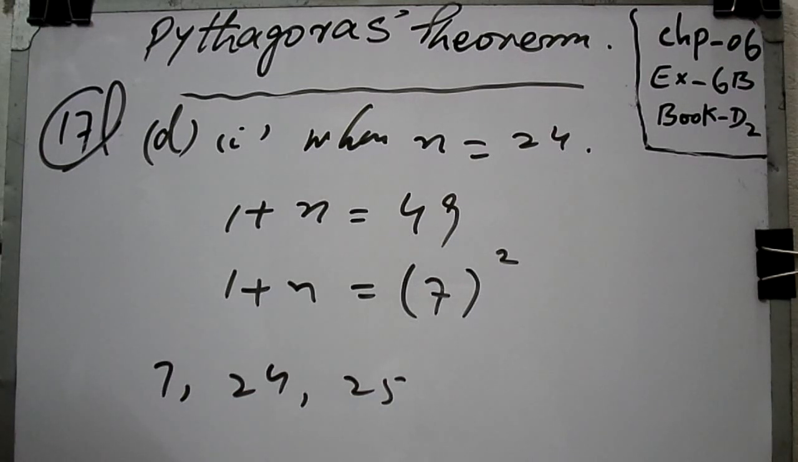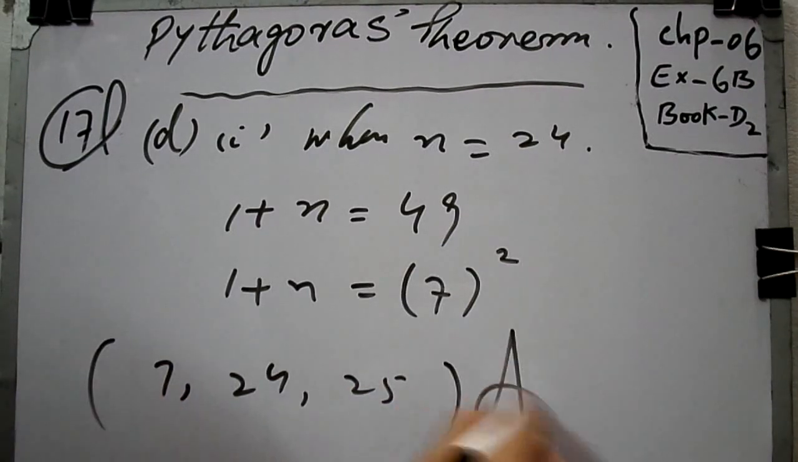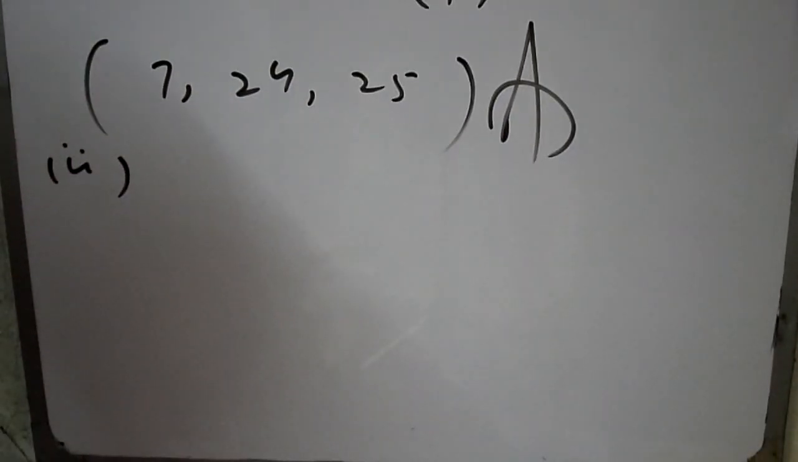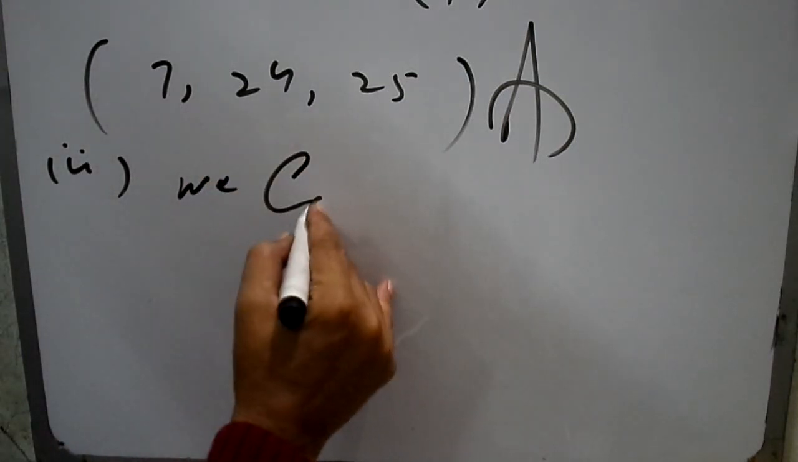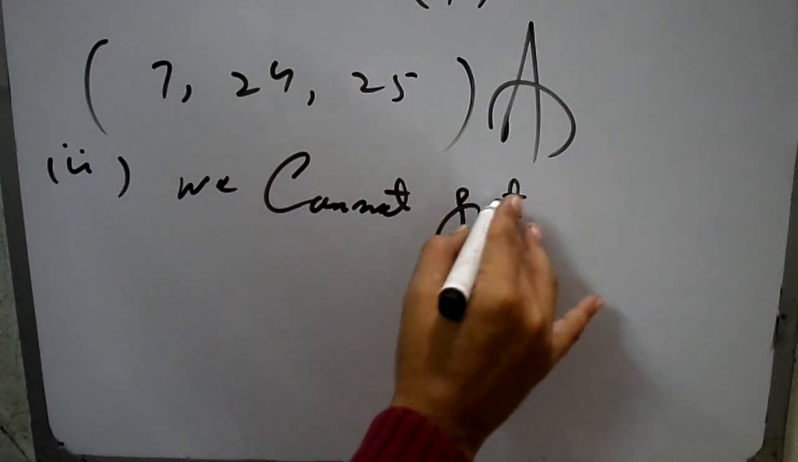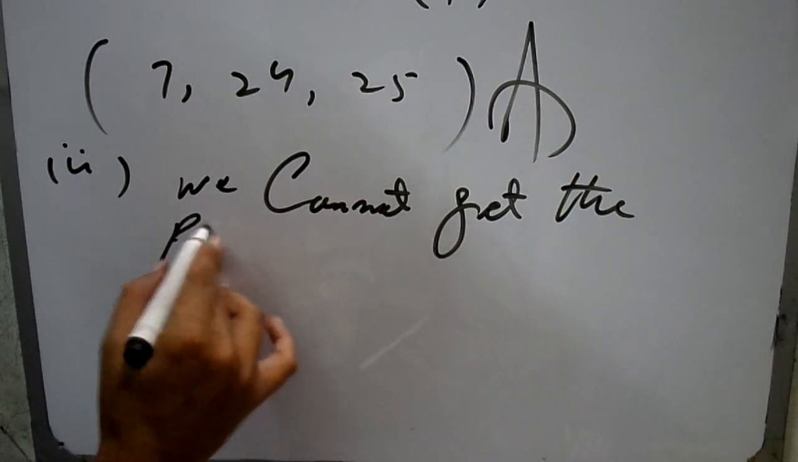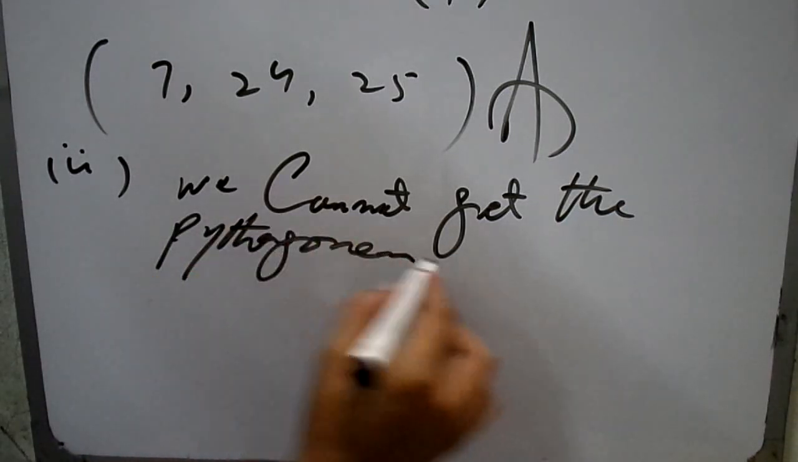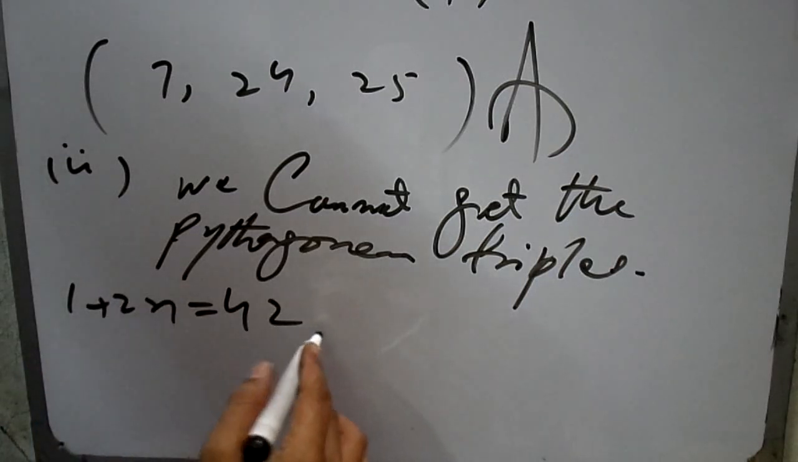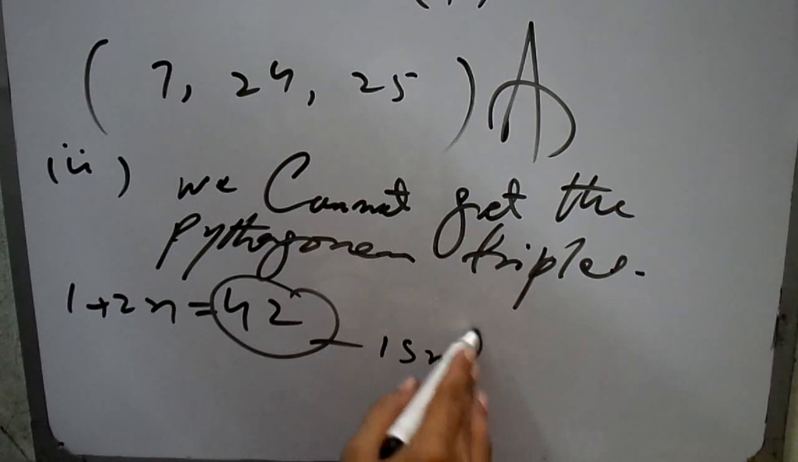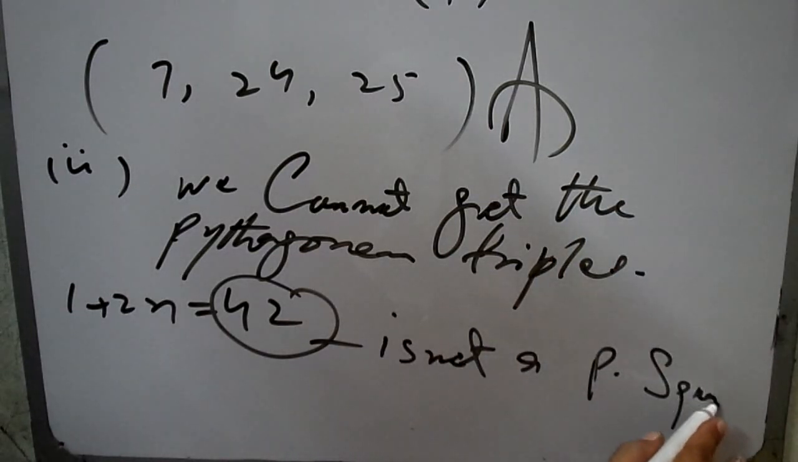If you read the statement in D portion, similarly in the second portion, we cannot get a Pythagorean triple in the same way, because 1 plus 2n is equal to 42, and 42 is not a perfect square. That's why it is not possible.